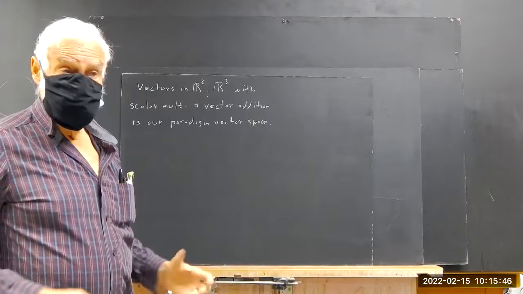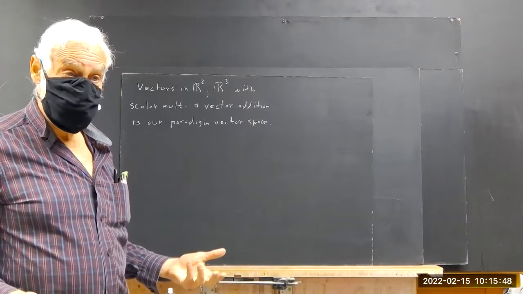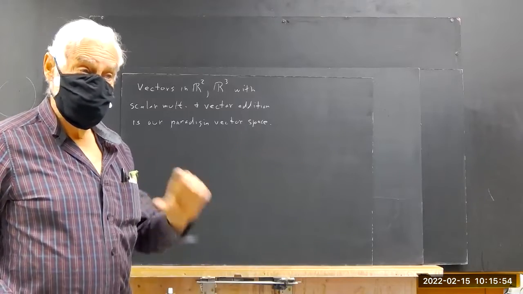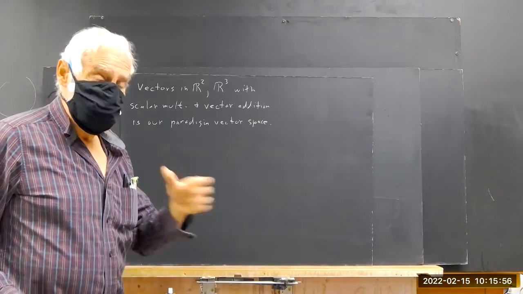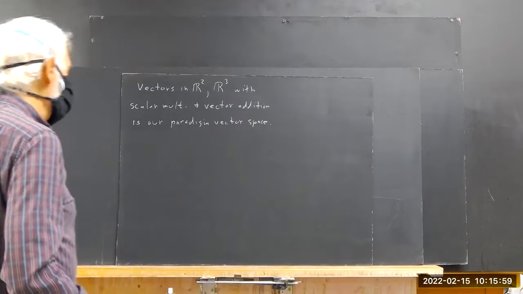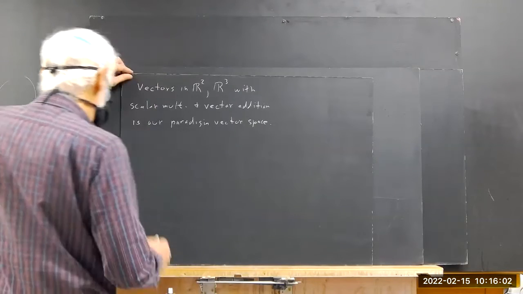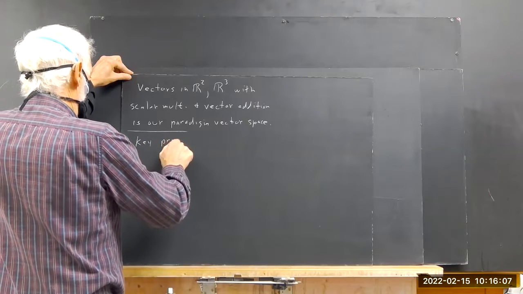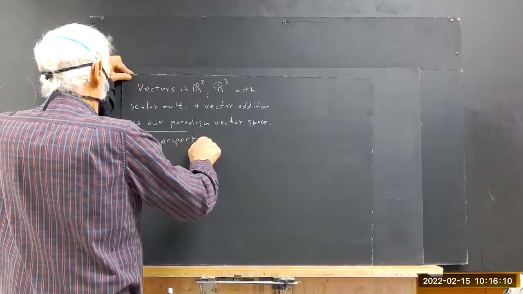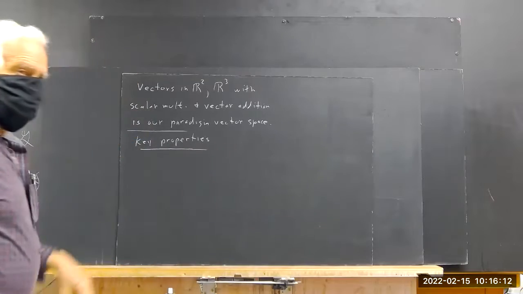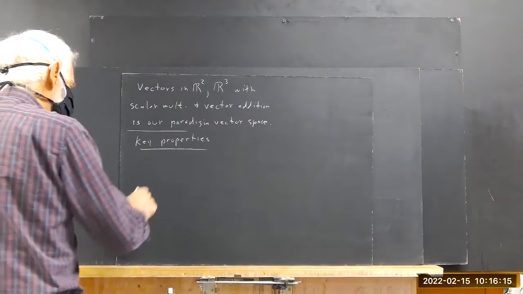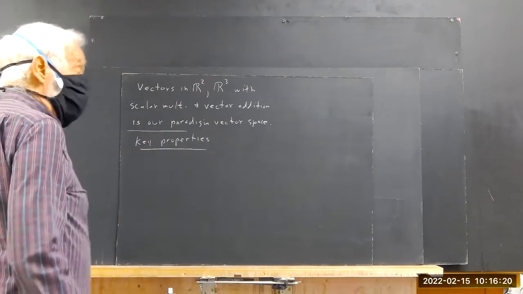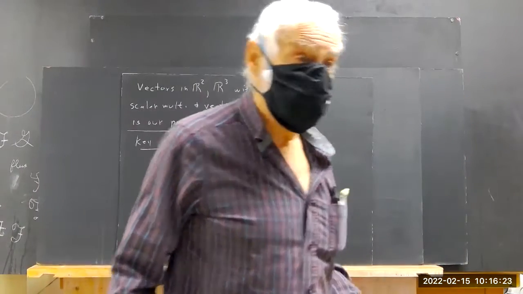4 by 3 matrices, you can add those. You can multiply by scalars, right? They add just as well as ordered triples or ordered pairs. Okay. And we're going to see some details of that. The key properties, just properties of your vectors in R3 or R2 or Rn or whatever.